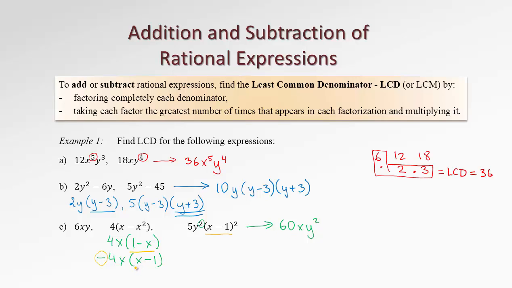Okay, therefore our common bracket is actually x minus 1, and it appears once here and twice over there. So we should take this bracket x minus 1 squared for our overall lowest common denominator. And this is all that we need here.